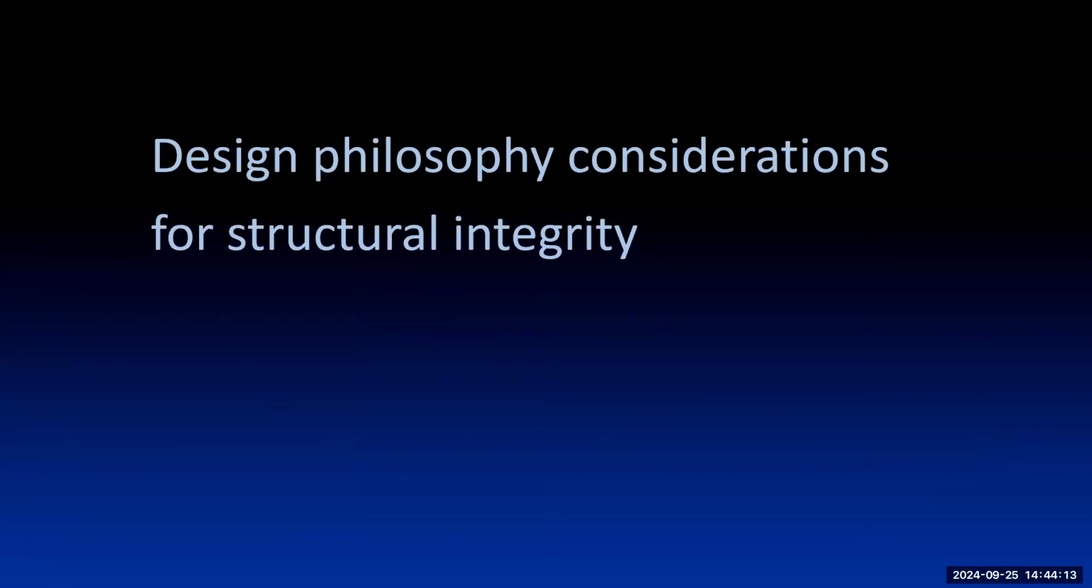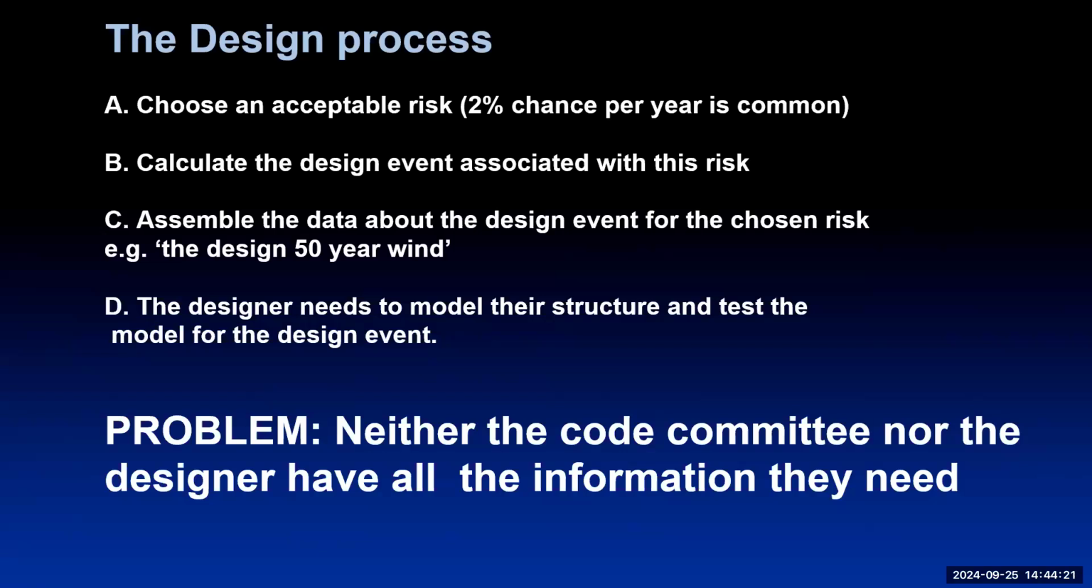So now what about design? I've already identified for you that design itself is a possible problem for structural integrity. So the design process: we choose an acceptable risk. Well, the committee told us 2% chance per year is common. Then we calculate the design event which is associated with this risk. So you want to know the wind speed, or you want to know the earthquake intensity, or you want to know the flood probability. How many floods do you know to be able to put those data together?